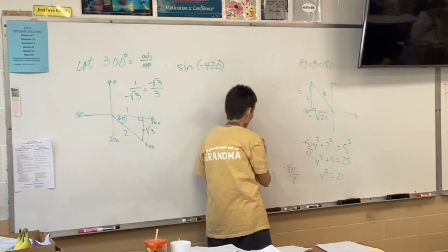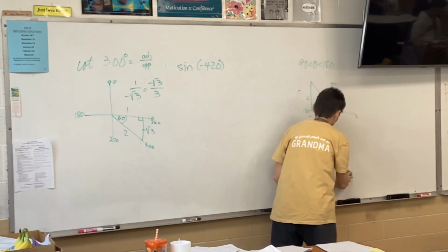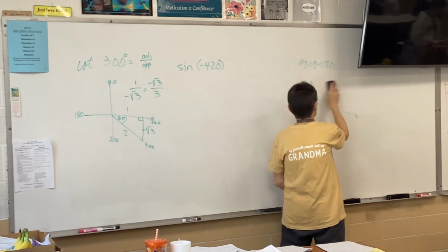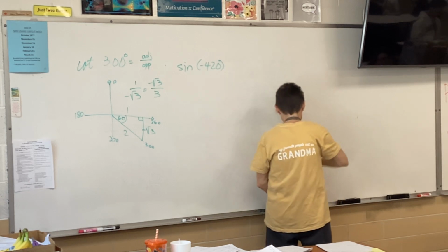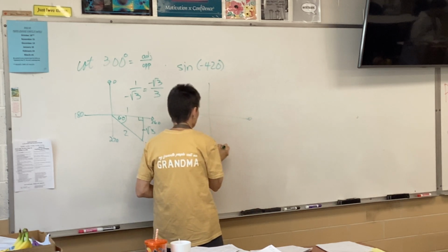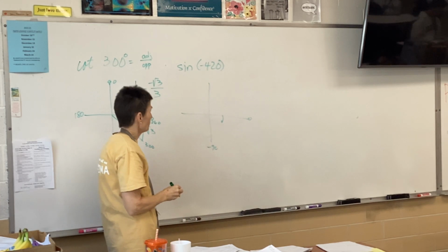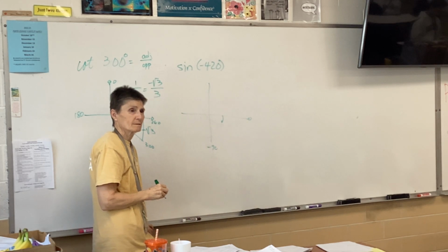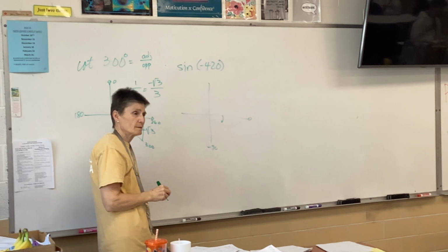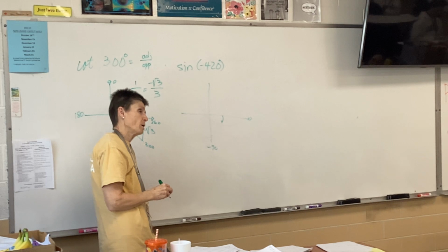Negative 420. First of all, what does negative mean? Negative means I'm going to be going this way. Here's 420. 420 is more than once around, isn't it? How much more than once around is it?